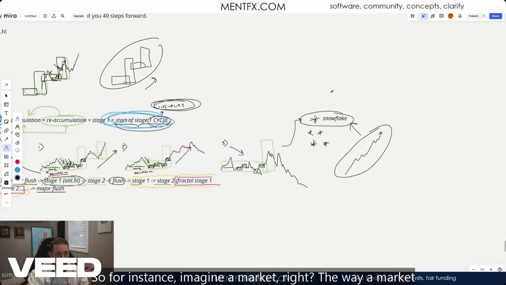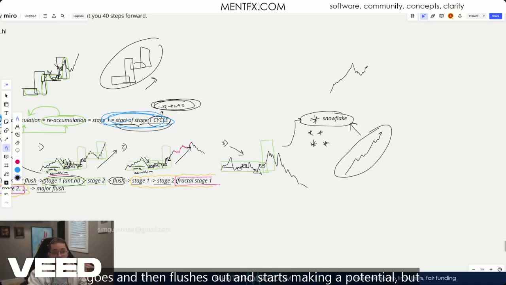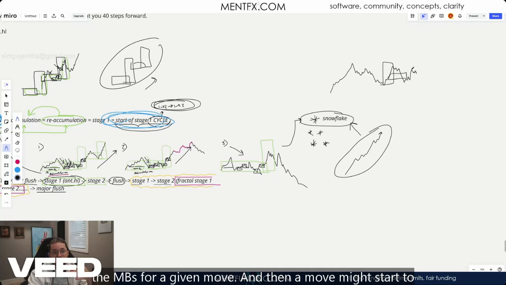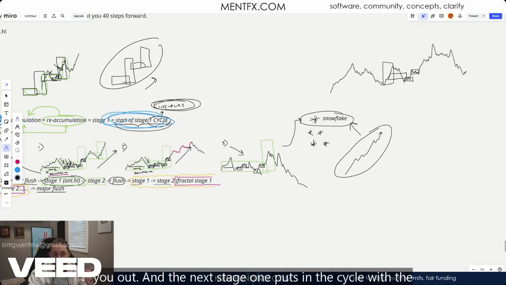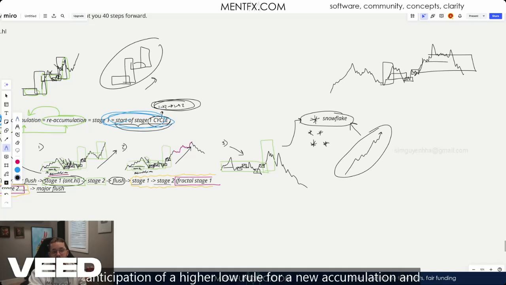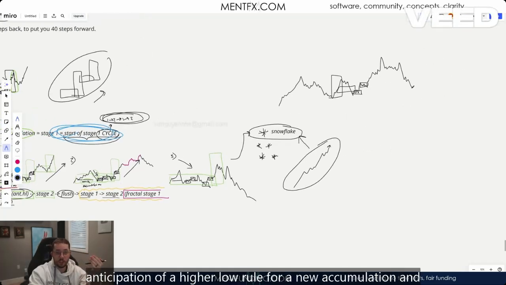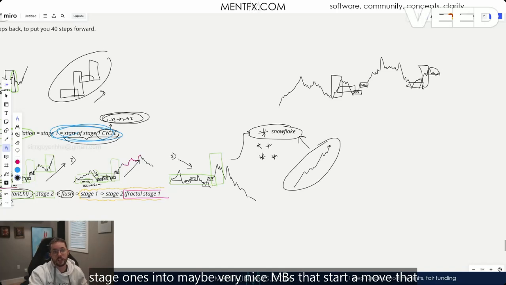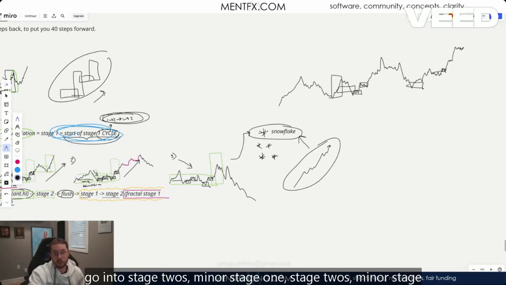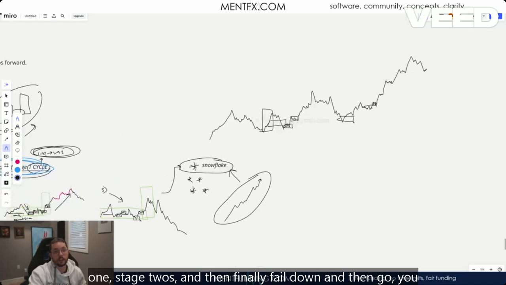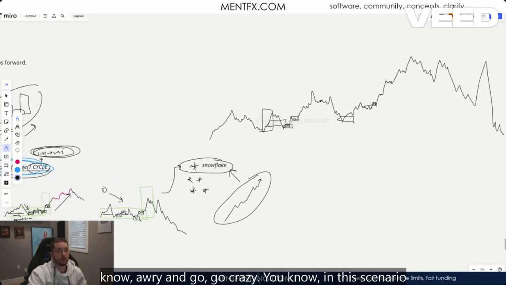So for instance, imagine a market, right? The way a market goes and then flushes out and starts making a potential move, but then fails deeper, makes a deeper stage 1, starts going, but then makes a deeper pullback that ends up being the stage 2 into a larger stage 1, that then ends up giving the MBs for a given move. And then a move might start to make a stage 2, but then the next stage 1 actually takes you out. And the next stage 1 puts in the cycle with the anticipation of a higher low rule for a new accumulation and starts new MB pushes that become new stage 1s into 2s, stage 1s into maybe very nice MBs that start a move that go into stage 2s, minor stage 1, stage 2s, minor stage 1, stage 2s, and then finally fail down and then go awry and go crazy.